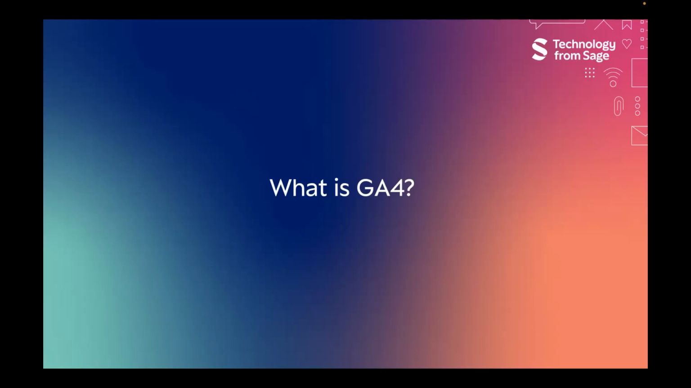This isn't a change that we at Technology from Sage are imposing on you. This is a change that's coming from Google. They are retiring that product. They are now encouraging everybody to move over to GA4, which is the next iteration of Google Analytics. If you've logged into your Google Analytics property recently, you've probably seen a clock with a countdown timer telling you that the change is coming soon and you need to take some action.